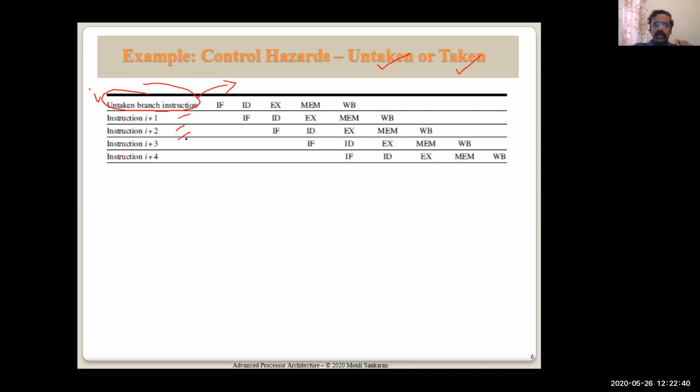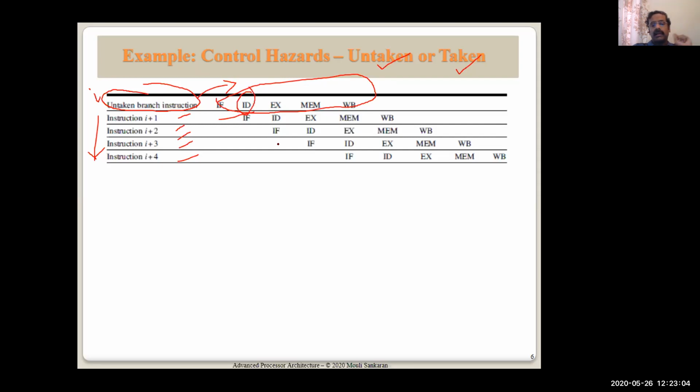It will be I plus 1, I plus 2, I plus 3, I plus 4. So there is no impact to the PC value. PC continues to be the sequential addresses and there are no additional stalls introduced in the pipeline. But what happens to this instruction? It will go through the complete pipeline, though the decision has been taken here.